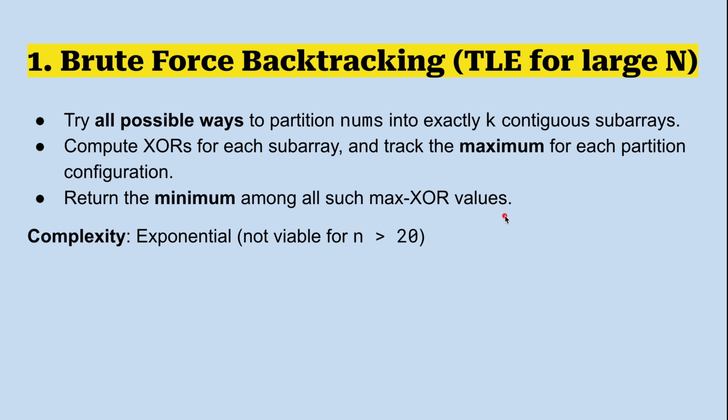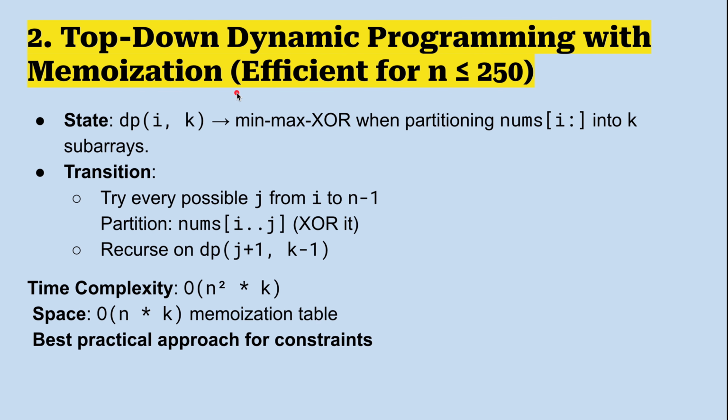So you can do that, but we have to try all the possible ways, right? And in that case, the complexity could be exponential, and that increases a lot if n is more than 20, right? So that is not viable, and the brute force backtracking approach is not a good approach. Okay, there is another approach, a top-down dynamic programming with memoization, that is very efficient up to n less than or equal to 250, right?